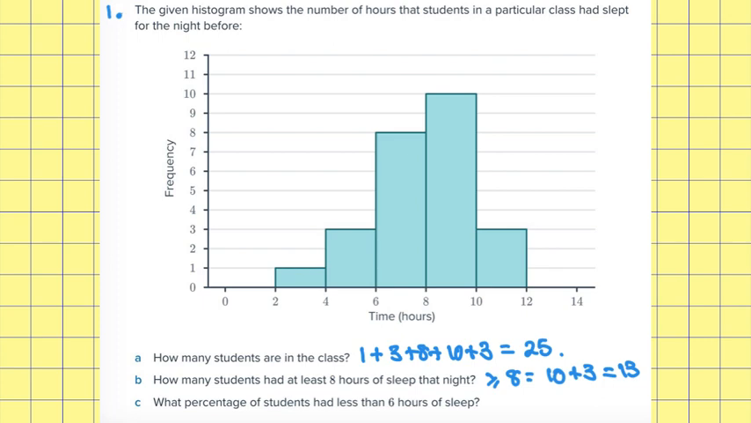And question C, what percentage of students had less than 6 hours sleep? Well, less than 6 hours sleep is this bar plus this bar. So it is 3 plus 1, which is 4. And we want 4 out of 25, which is 16%.